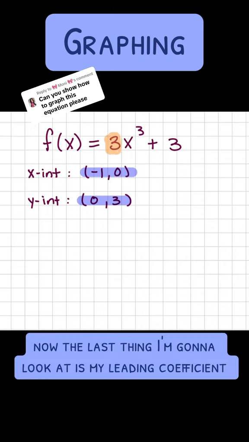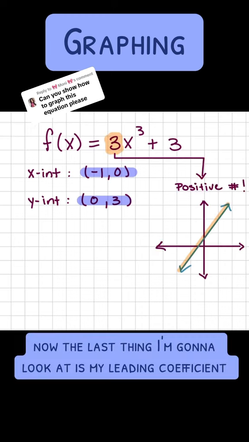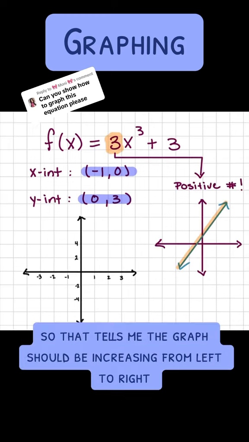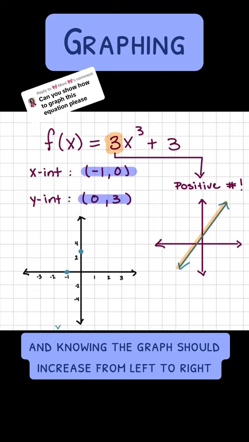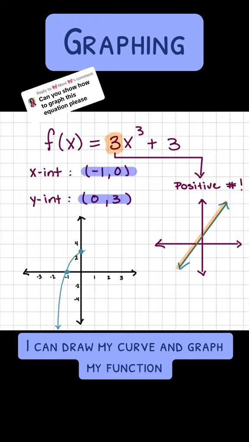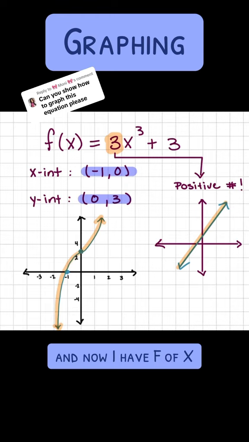Now the last thing I'm going to look at is my leading coefficient, which is a positive number. So that tells me the graph should be increasing from left to right. Now I can plot the x-intercept and the y-intercept, and knowing the graph should increase from left to right, I can draw my curve and graph my function. And now I have f of x.